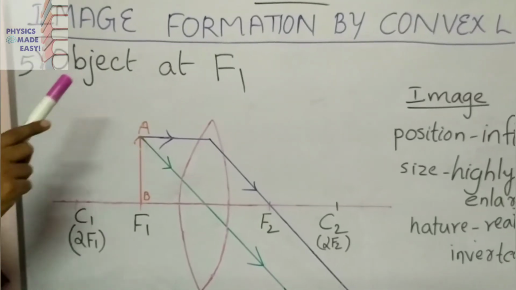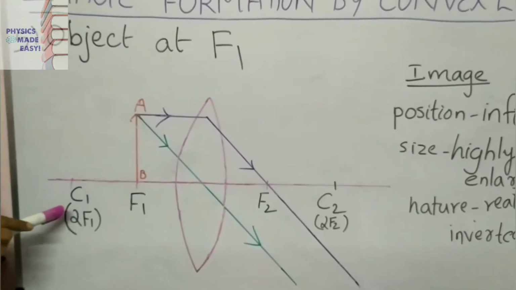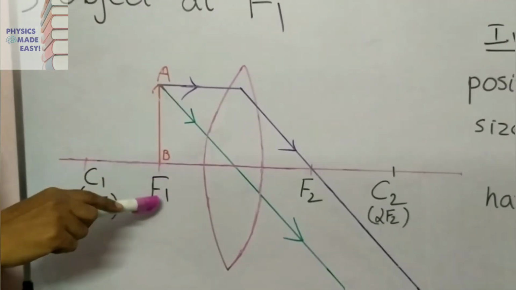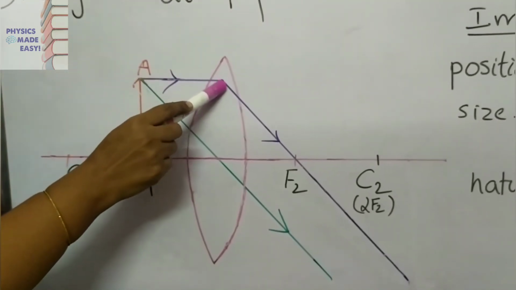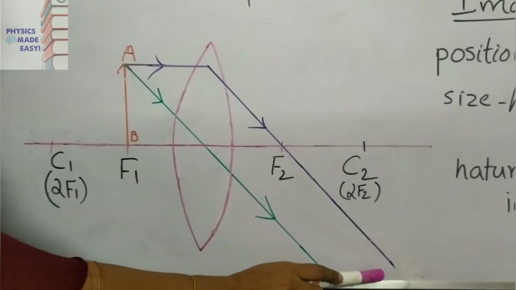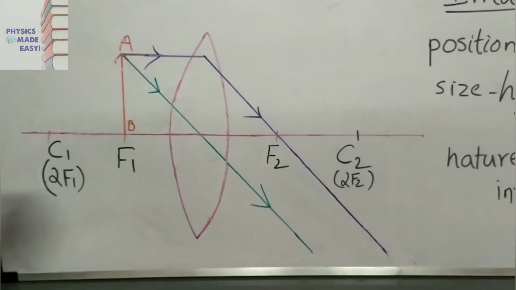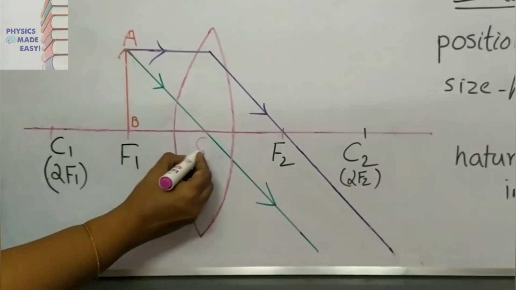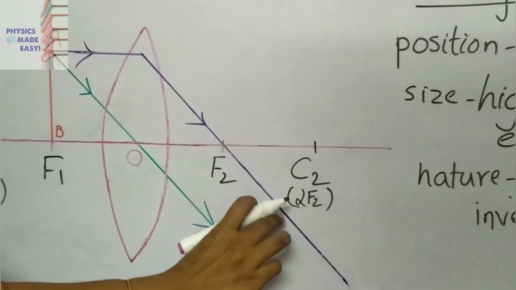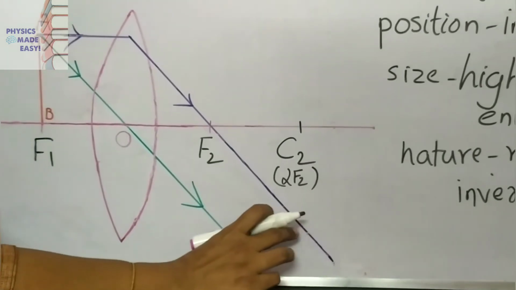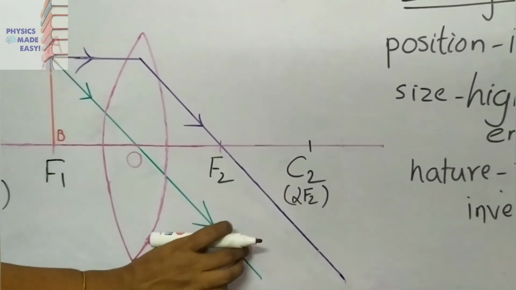If you are placing an object at f1, where will you get that image? Here you can see the object is placed at f1. A ray which is parallel to the principal axis, after refraction, passes through the principal focus. Here you can see another ray that is passing through the optical center of this convex lens. You can see these two rays are parallel. They will never intersect. You can see that the two refracted rays are parallel here.